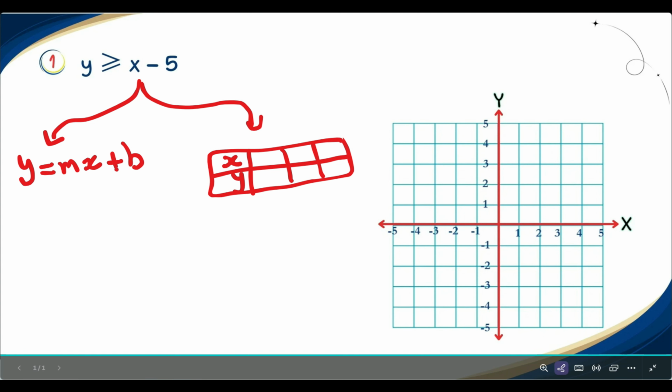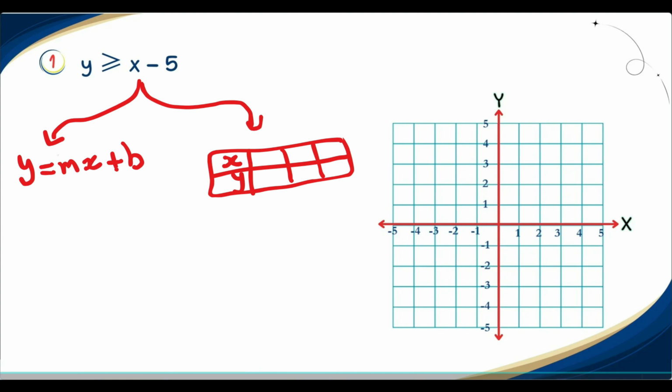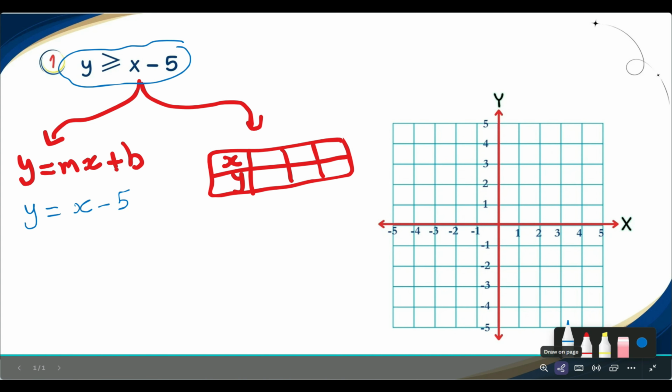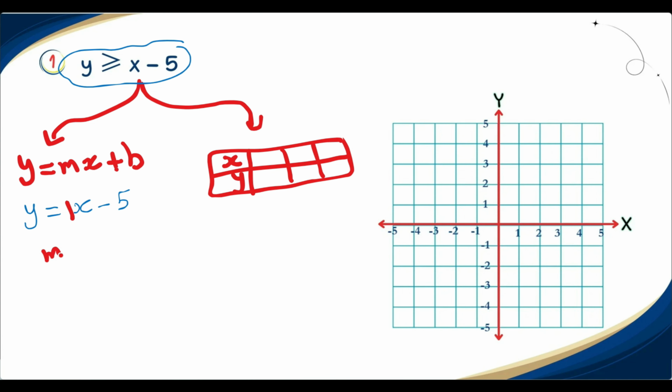Okay, let's start with the y-intercept. This inequality, you write it as an equation first: y equals x minus 5. The second step, where is the slope here? The slope is the number opposite x. There is no number opposite x, it means this number should be 1. Okay, so m equals 1. We can write it as a fraction, 1 over 1.